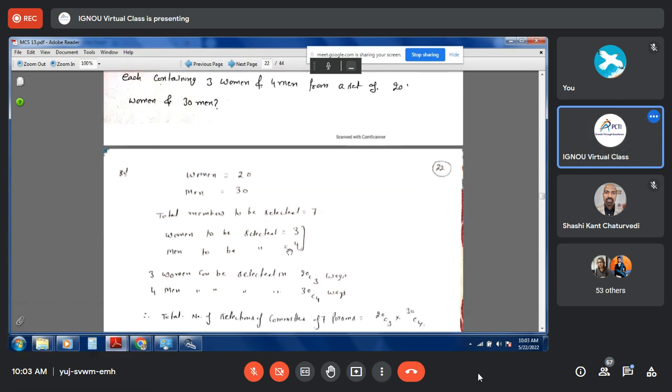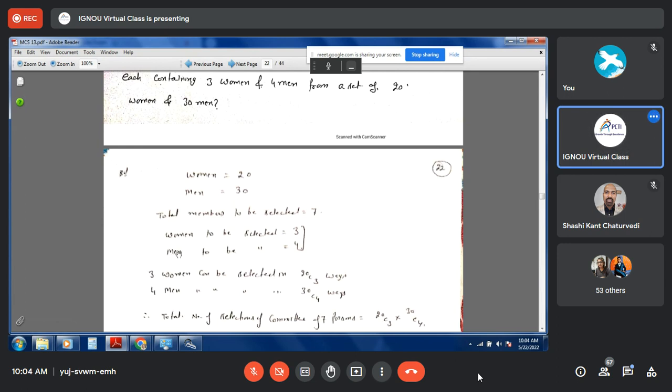One thing is clear. Women will be selected from the women. You have the 20 women and you have to select 3 women. 3 women from the 20 can be selected in 20C3 ways. Now it's a combination because it is a selection. We do not have to arrange them. We pick up the 3 women out of the group.